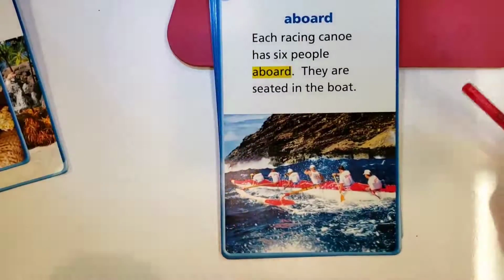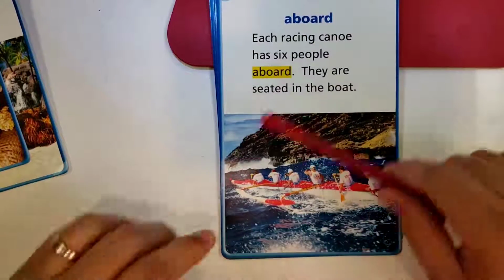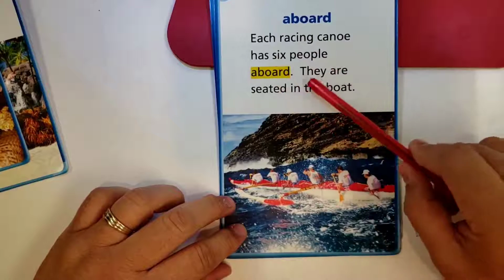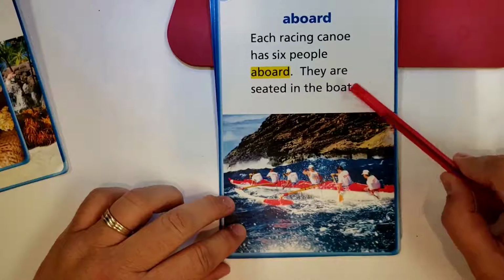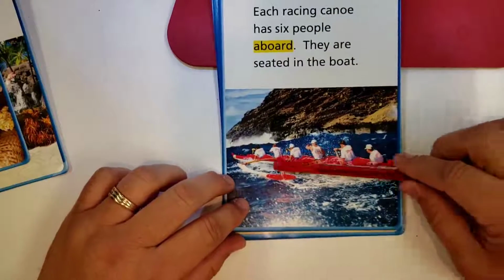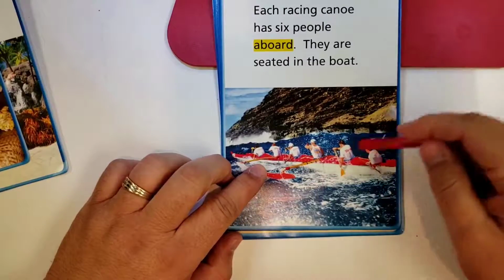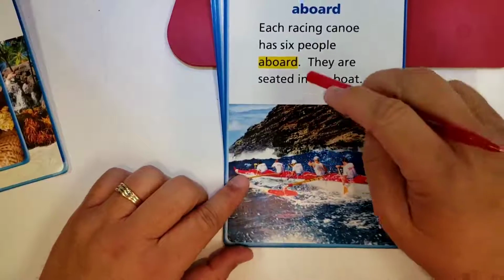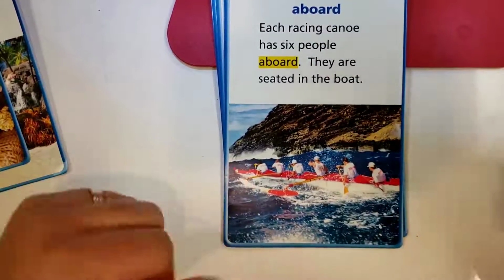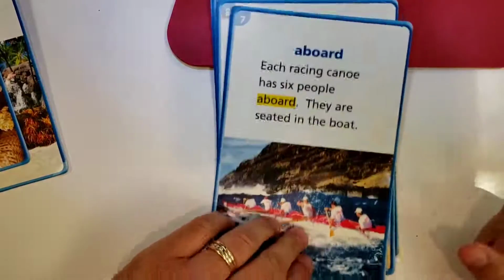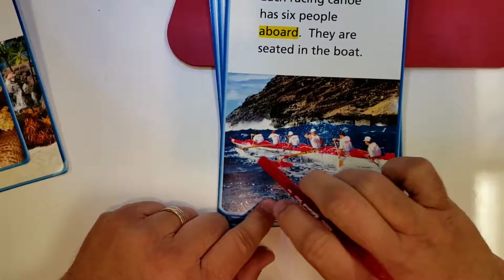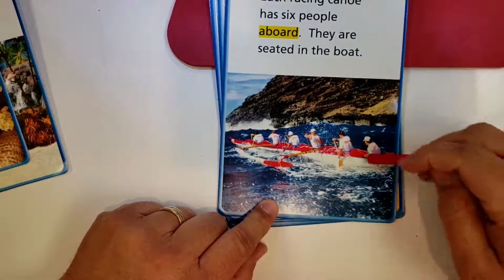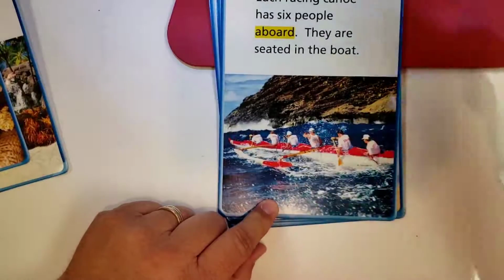Your 7th vocabulary word is aboard. It says each racing canoe has 6 people aboard. They are seated on the boat. So when it talks about something being aboard, we're talking about a boat, and it's about being on the boat. When you get on the boat, they say that you are aboard. You are on it. If you take a look here, you can see the racers on their racing canoe. 1, 2, 3, 4, 5, 6 of them, just like it says.